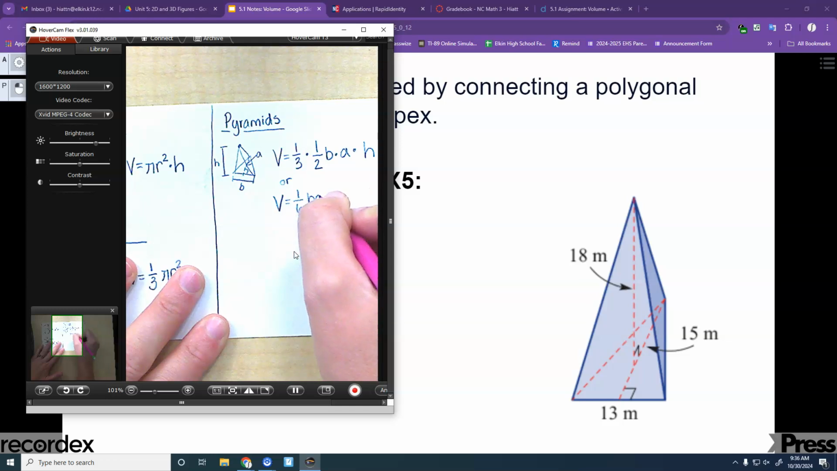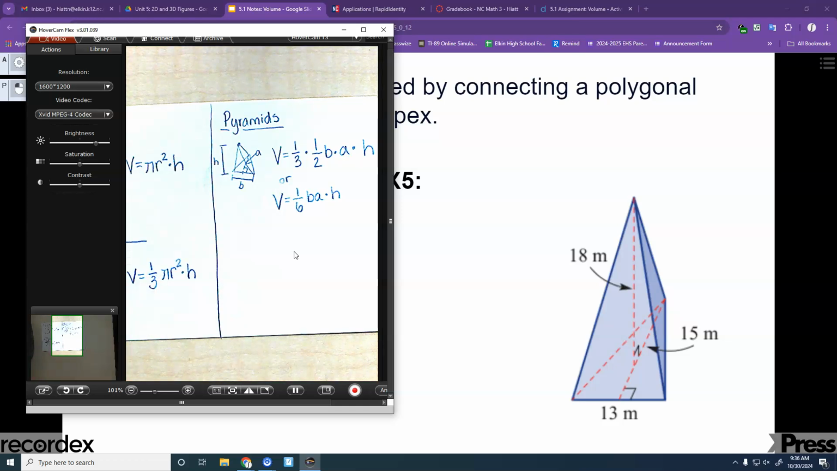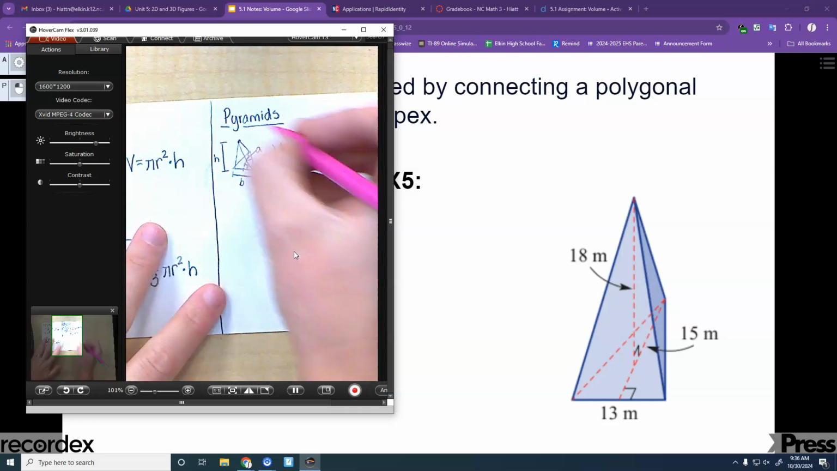B times A times your height. That is, I should put triangular right here.